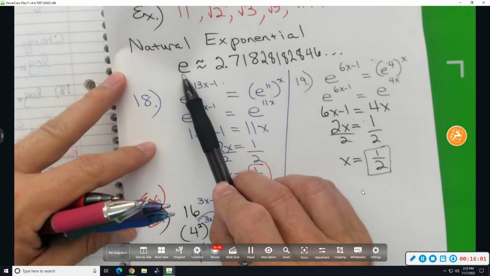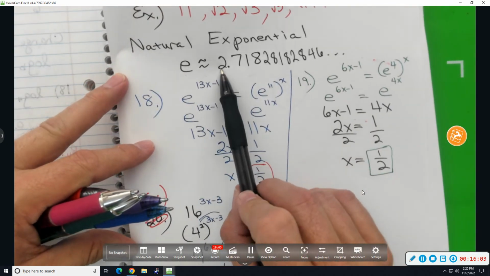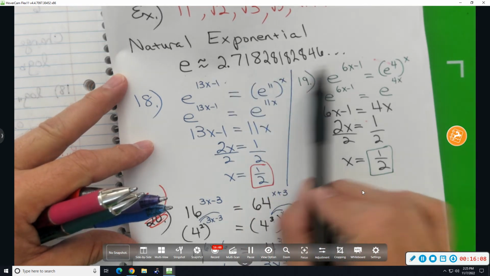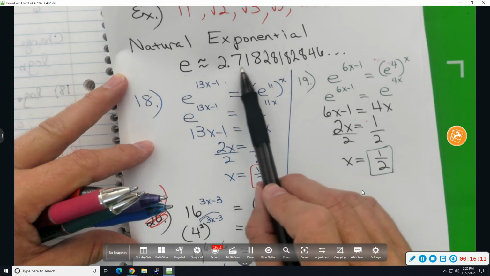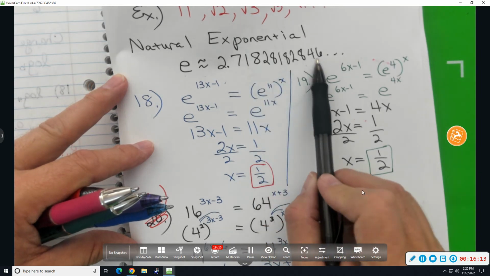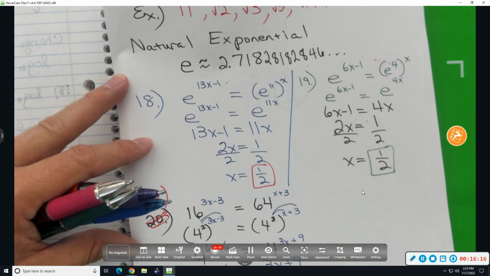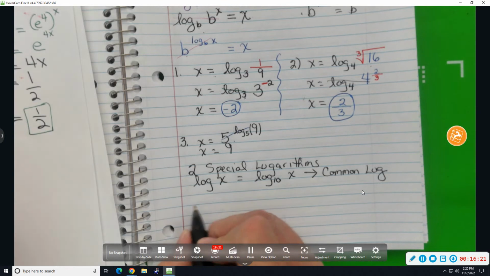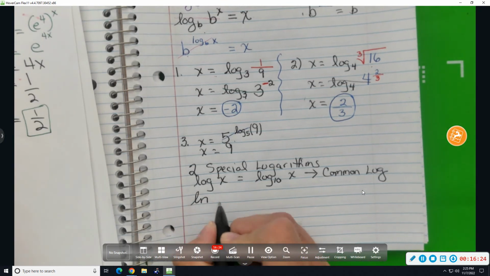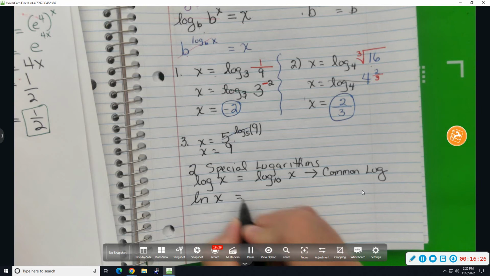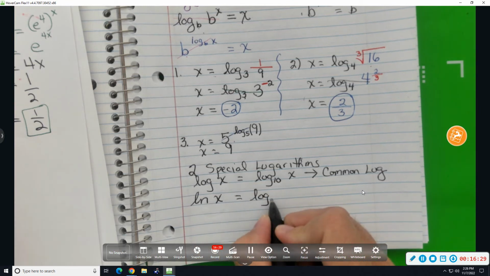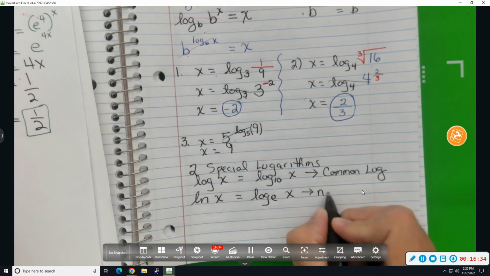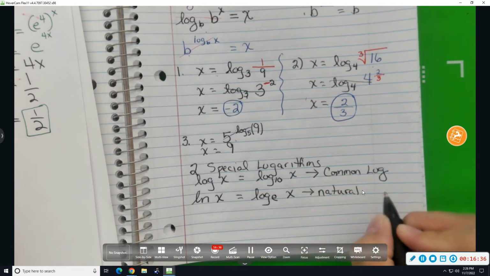The lowercase letter e denotes what's called an irrational number. It's a decimal number that never ends, never repeats. It just goes on and on. 2.71828182846 ... and it goes on, never repeating. Well, for our purposes, ln x is the abbreviation for log base e, and it's called the natural logarithm.